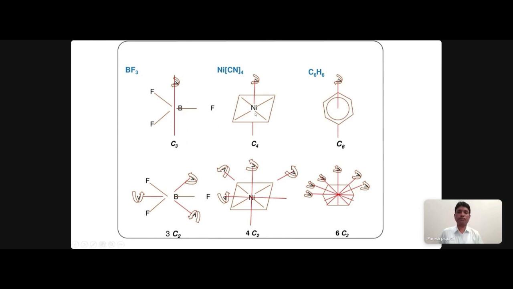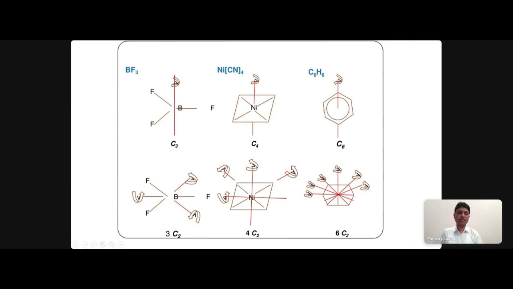In case of the NaCN4, the structure of the NaCN4 minus 2 complex is square planar. So the main principal axis for NaCN4 minus 2: if you rotate this molecule along this axis by 90 degrees to get the equivalent orientation, it means the order of the axis for this molecule is 4. So C4 is the main principal axis, and there are 4 C2s, 1, 2, 3, and 4, perpendicular to the main principal axis C4.